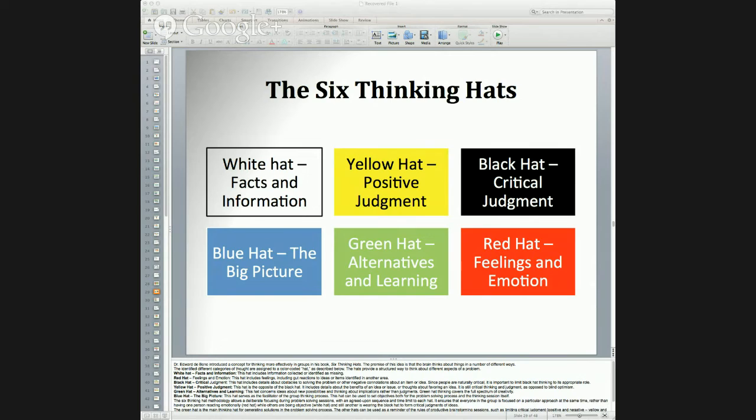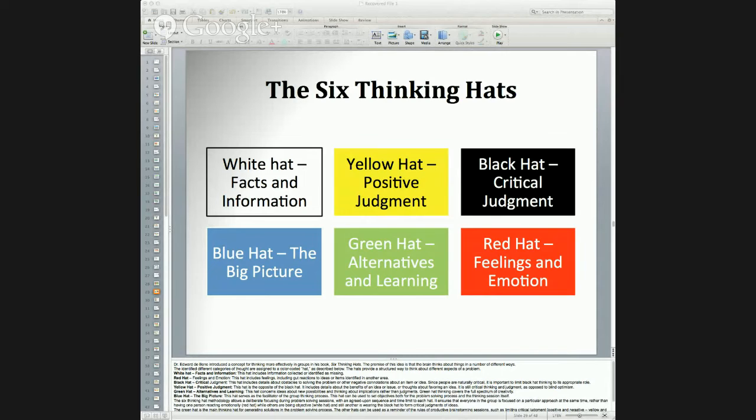The yellow hat, positive judgment. This hat is the opposite of the black hat. It includes details about the benefits of an idea or issue, or thoughts about favoring an idea. It is still critical thinking and judgment, as opposed to blind optimism. The green hat, alternatives and learning. This hat concerns ideas about new possibilities and thinking about implications rather than judgments. The green hat thinking covers the full spectrum of creativity.